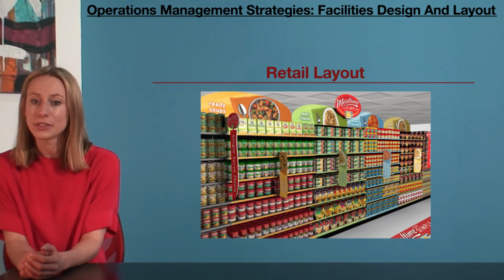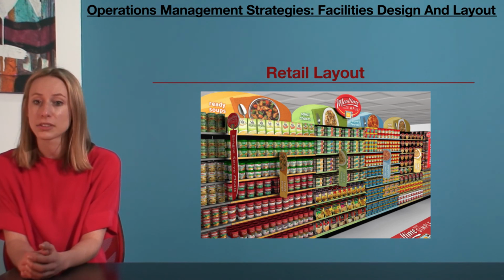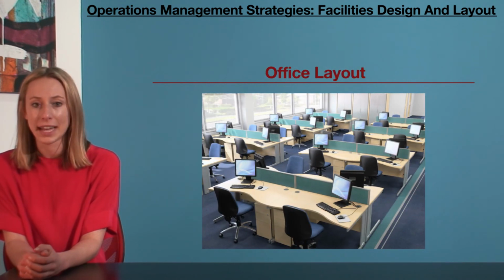For example, in supermarkets, the highest margin products are often found at the end of aisles or near checkouts, and the highest draw items, such as milk and bread, are often on opposite sides of the store. Finally, the office layout deals with flows of information and must effectively support the operations or core business.